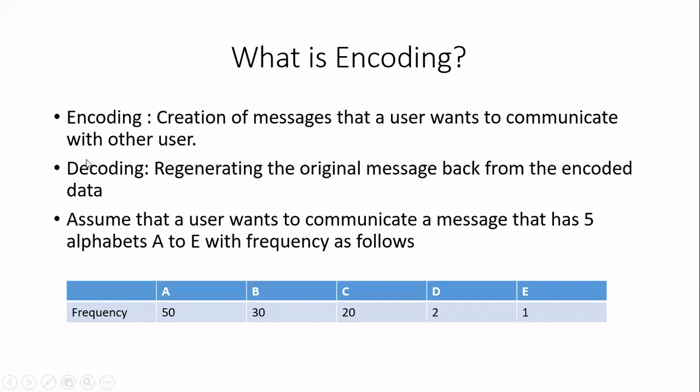So encoding is nothing but when you want to communicate through the internet, you have to create a message and then you have to change the message to the binary format and then you have to send it to the other user. Okay, after changing the message into binary format, we will even convert it into signals, then we will send it to the other user.